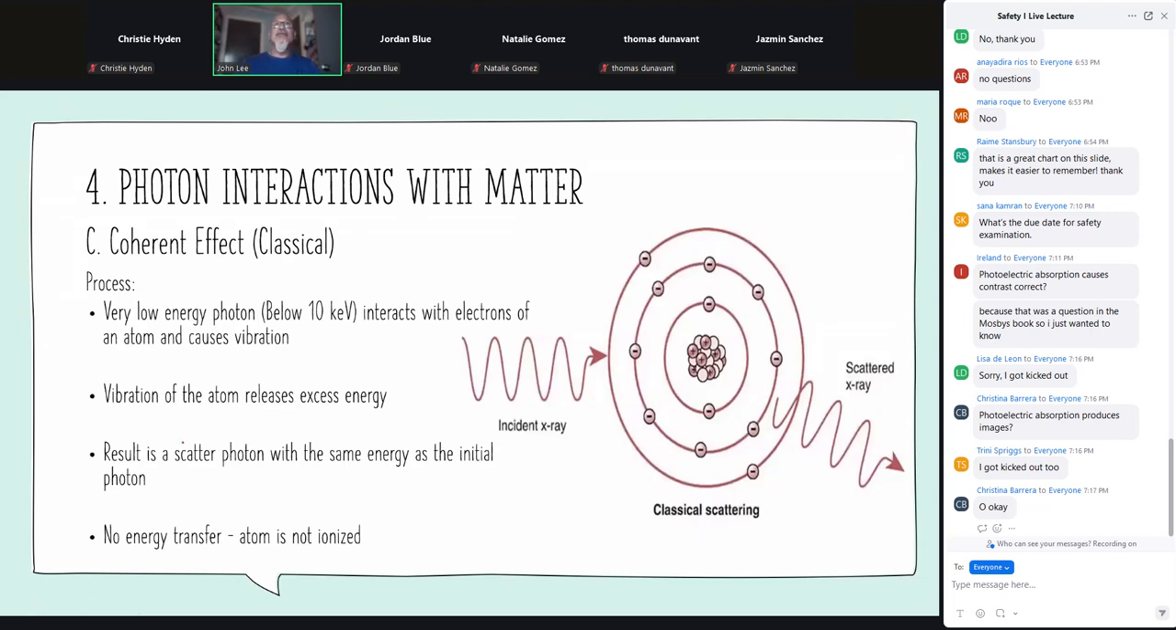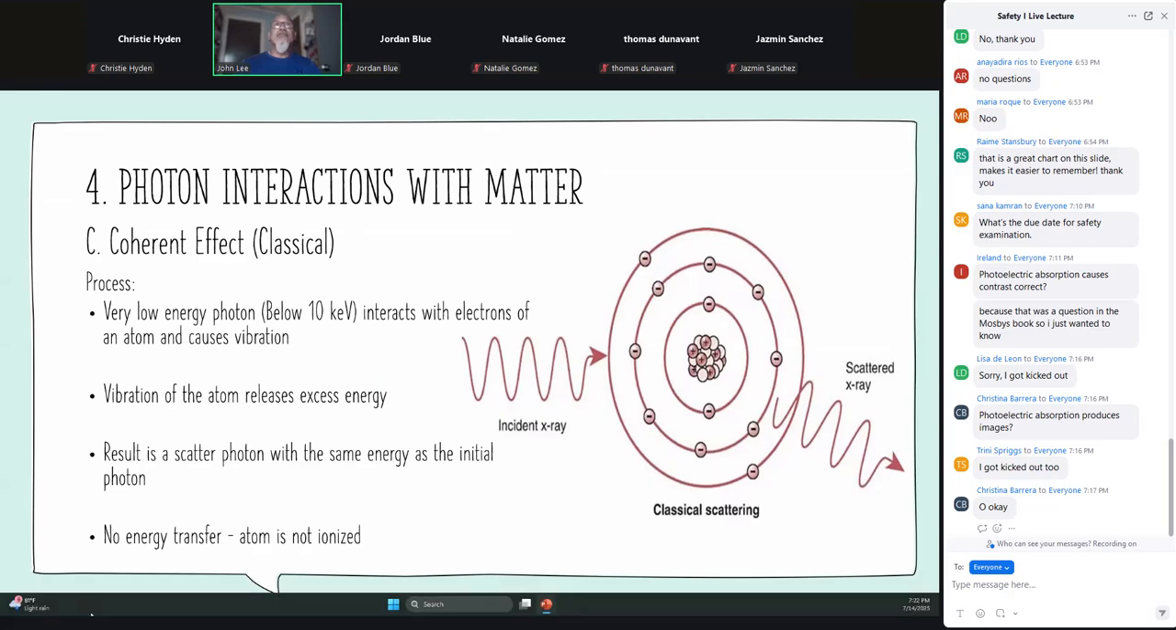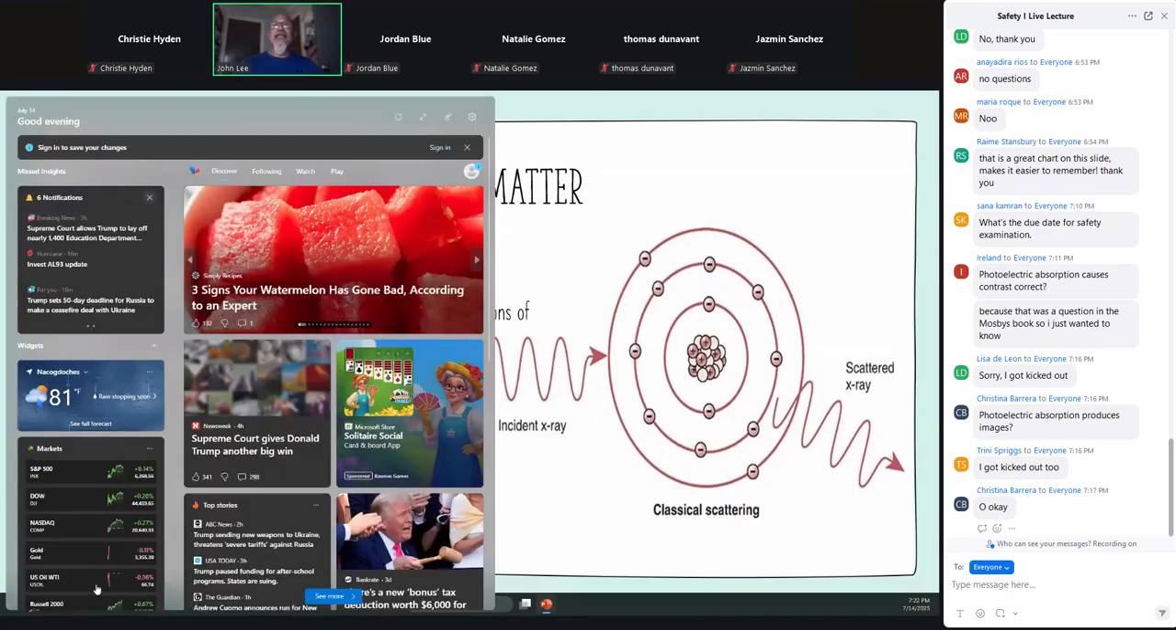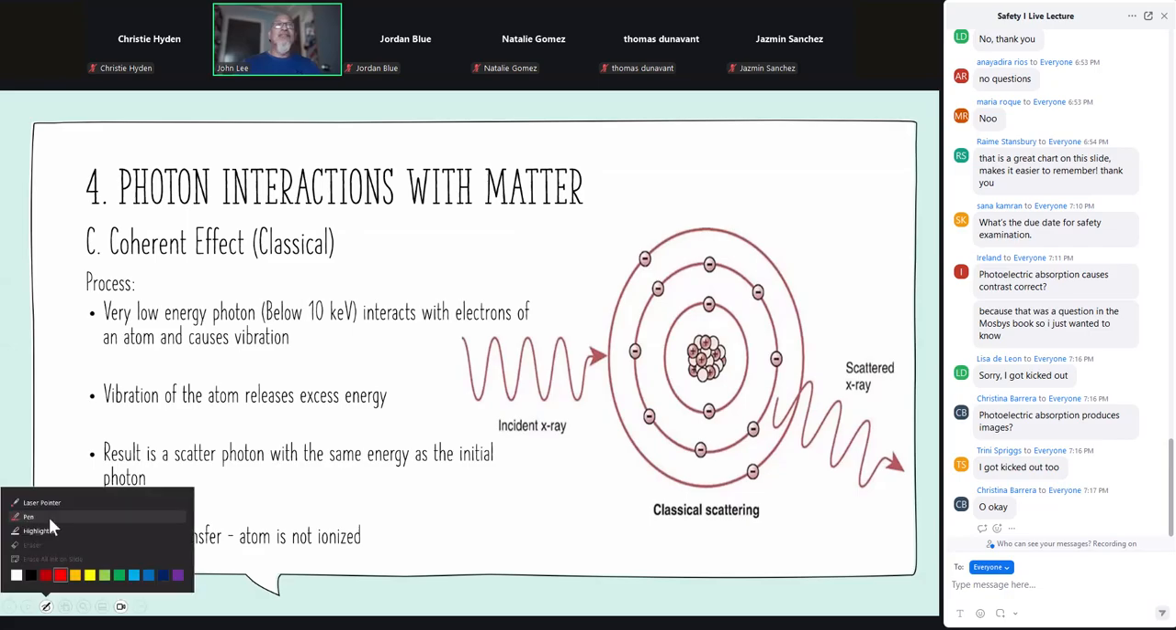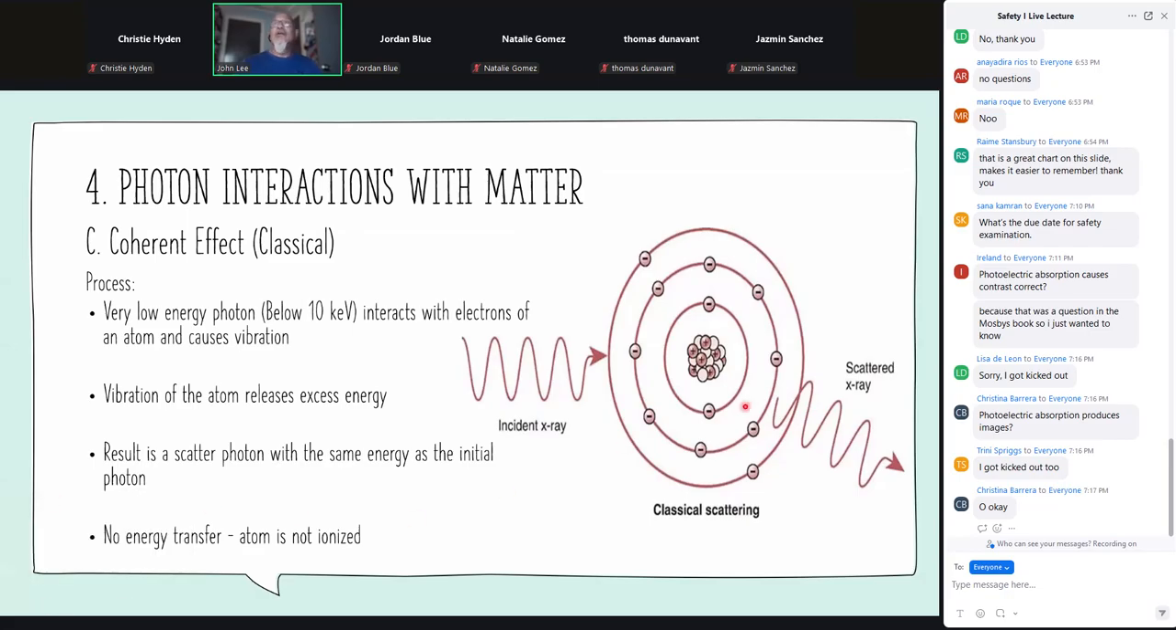So here, very low energies. The energy state of whatever it contacts, be it electron or nucleus, just gets elevated and then is immediately released. Because no electrons are ejected from their orbits, it's non-ionizing in nature. So only two, Compton and photoelectric, are ionizing interactions. Coherent is not an ionizing interaction.